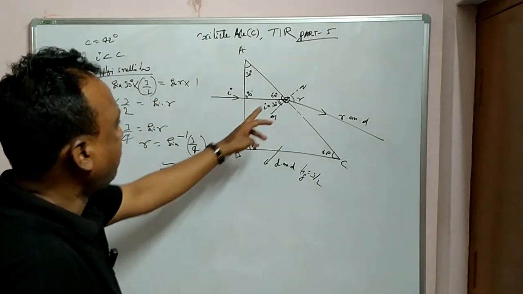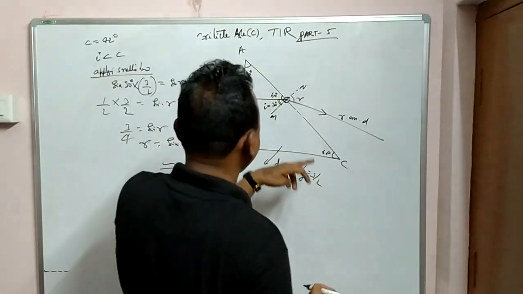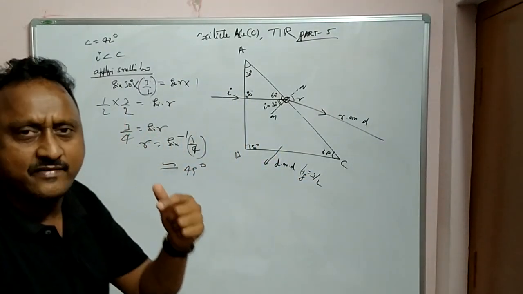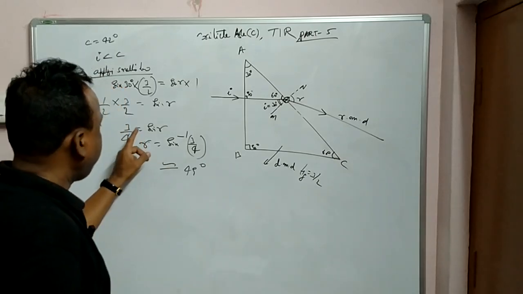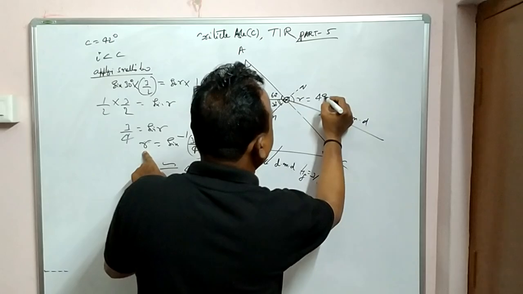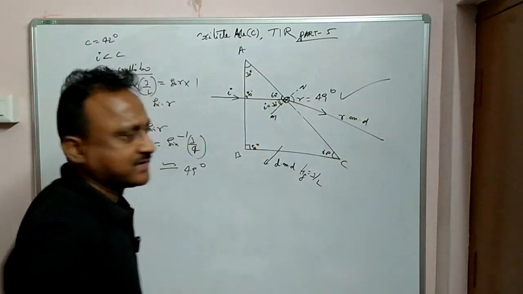So clear? So what is the refraction angle? sin R is equal to 3/4. Already it is given in the problem. That is, R is equal to sin inverse 3/4. So the angle is 49 degrees. So that is the answer.